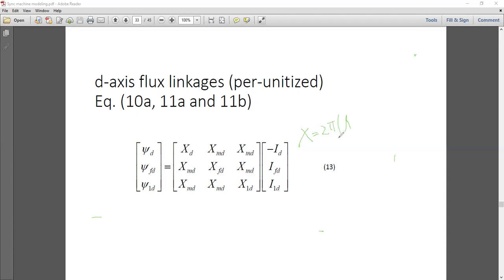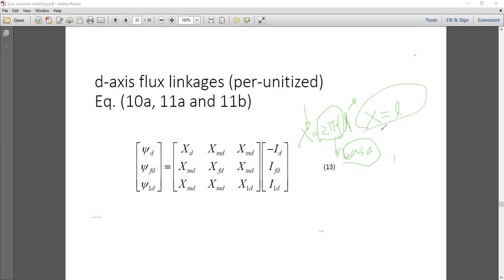With the help of omega, we can relate them, right? So this is L. We were in L in actual units. In per unit, we are writing them as X. Why is this possible? Because 2 pi f is our base frequency. So we are dividing this 2 pi f L by the base, and we can simply write X equals L.